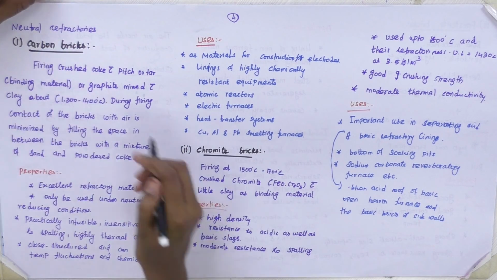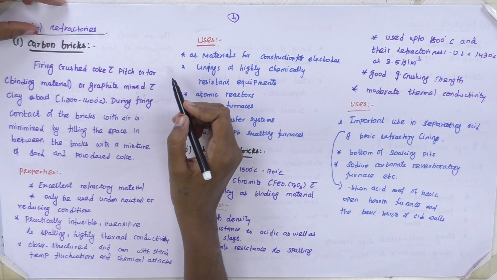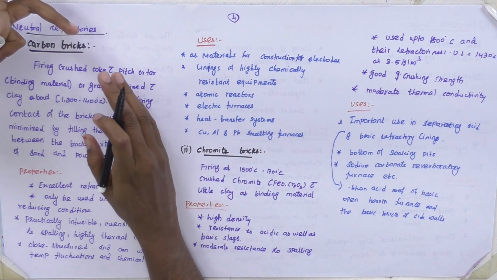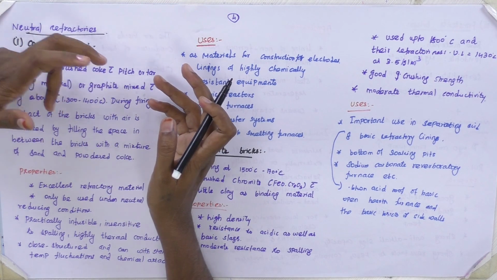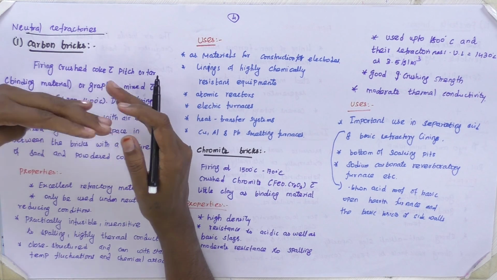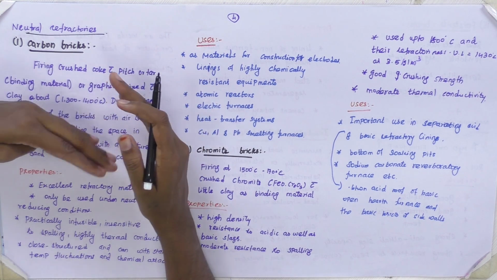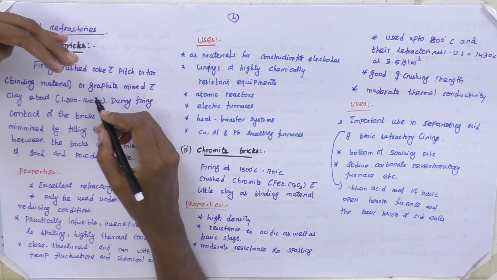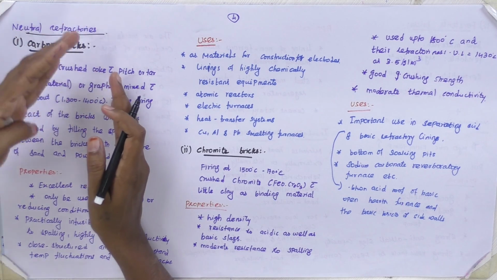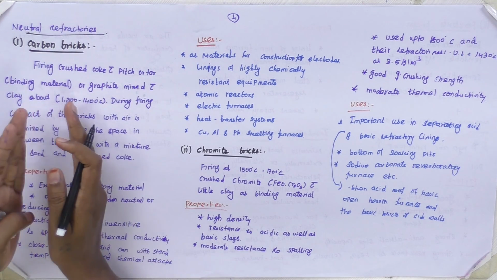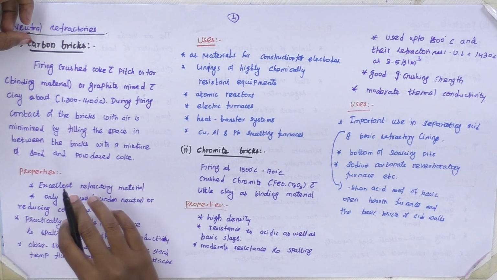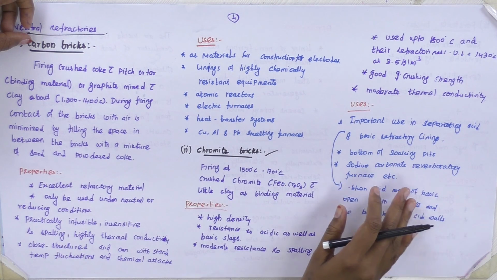Next we will see neutral refractories. The neutral refractories are either weakly acidic or weakly basic in nature. Generally they are not affected by weakly acidic and basic materials, but based on the composition of the material we have to classify whether it can be attacked by strong acid or base. So in this we are going to see carbon bricks and also chromite bricks and phosphorite bricks.